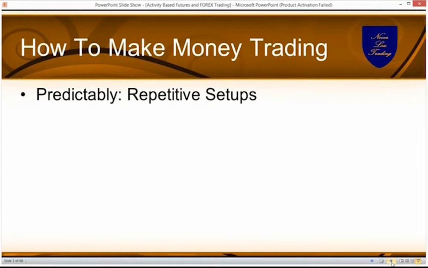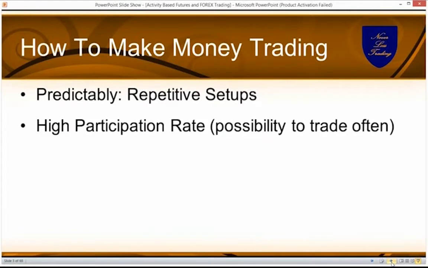So repetitive setup, predictability, and I will show you a specific number where the predictability of any system should be, and how you as a retail trader can specify if that predictability target is met. Then high participation rate, because you want to turn your money as often as you can. It's an earns-turns ratio game here, so you want a system that continuously produces something.